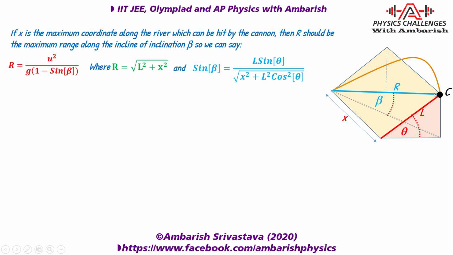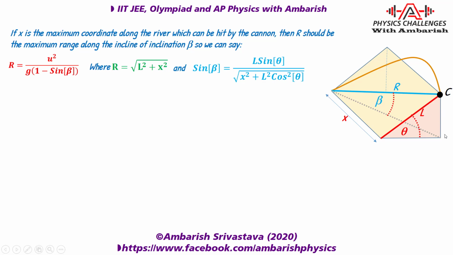So then r should be the maximum range along the inclination beta. Now what I mean by that is, instead of thinking of it as an inclined plane of slant height L, we can also imagine another incline along this, another slope of angle beta along which my projectile is going. The projectile doesn't know where it is going to hit the incline. So I can as well imagine an incline of inclination beta.